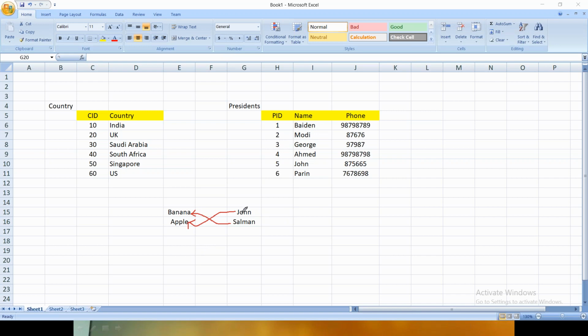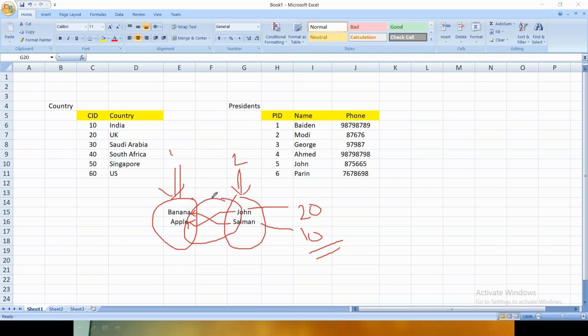So then only you can say John has taken apple, he has to pay 20 bucks, and Salman has taken banana, this fellow has to pay 10. So many people think that if I have fruits, this is data, you have fruits data. Then you have one more data, that is what is called students data. So this is data set number one, data set number two, and you should also have a relationship.